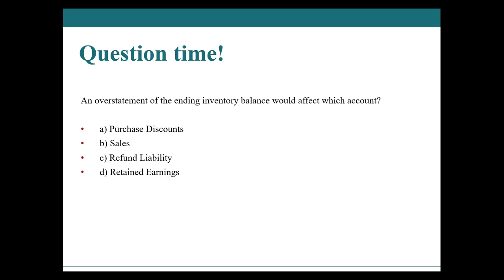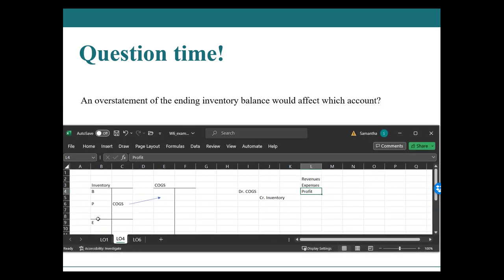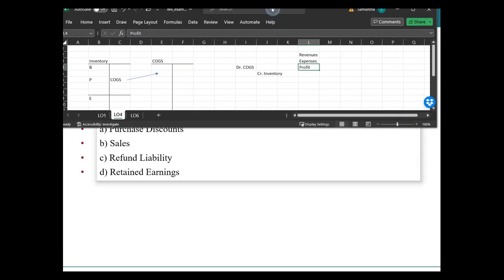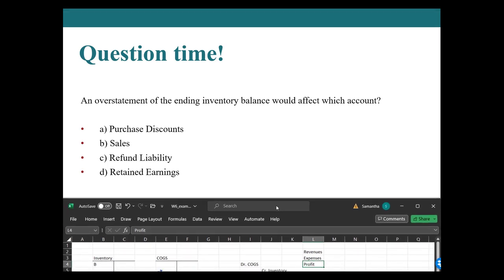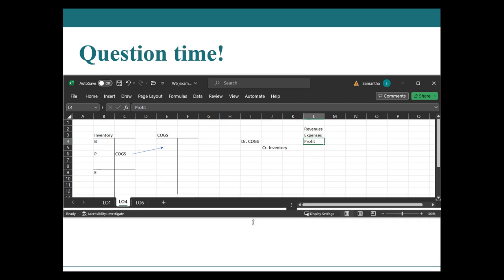All right, and if you said retained earnings, you would be absolutely correct. And that is because, as we said here, if you have an overstatement in your ending inventory, that means your COGS, cost of goods sold, were too low, and your profit was too high, and that means your retained earnings were too high. If you were like Samantha, obviously, inventory affects sales. Sort of, but not really.